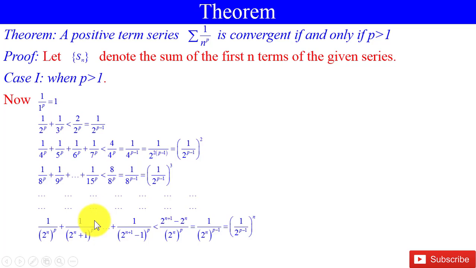In this way you can show that 1 by (2 raised to the power n) whole raised to the power p plus 1 by (2 raised to the power n plus 1) raised to the power p plus up to 1 by (2 raised to the power n plus 1 minus 1) whole raised to the power p is less than (2 raised to the power n plus 1 minus 2 raised to the power n) by (2 raised to the power n) whole raised to the power p, which is equal to 1 by (2 raised to the power n) raised to the power p minus 1, which is equal to (1 by 2 raised to the power p minus 1) whole raised to the power n.